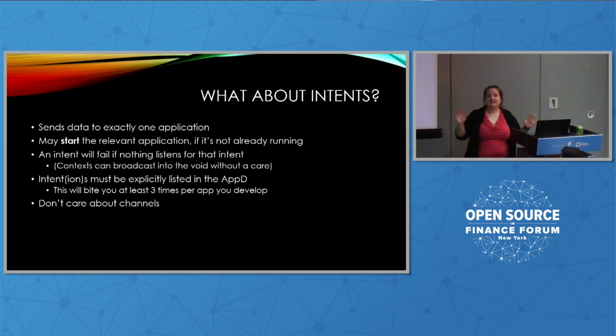But in order to make that happen, in order to make sure that one app is doing it, that app has to exist. You have to tell it which apps can in fact support view chart or any other particular intentions. So your intentions, pun intended, must be explicitly listed in the appd, and this is why I hate it so much. It's very important, it's very useful, I understand all of that, but it bites me every single time.